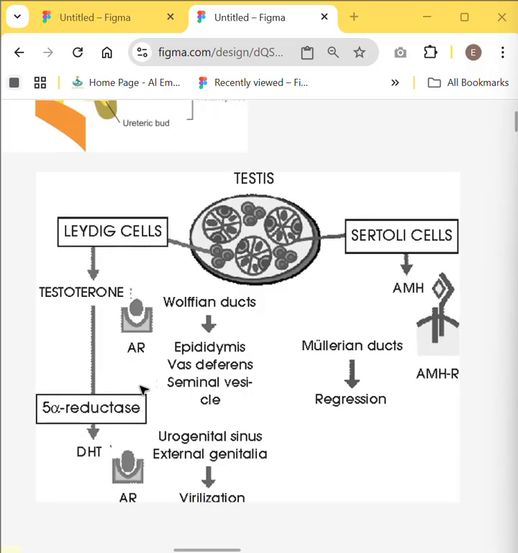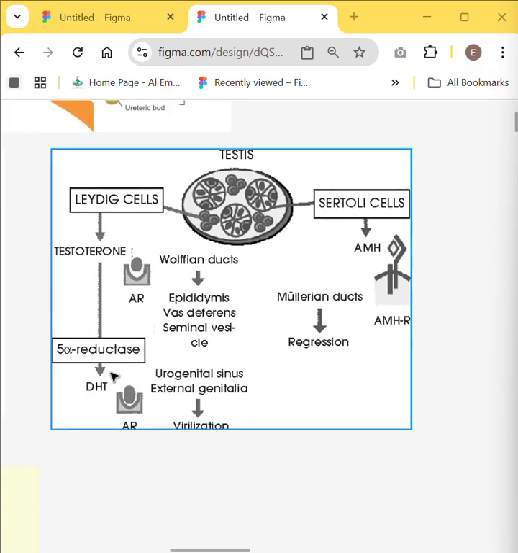Okay? So basically, the 5-alpha reductase gives you the DHT, dihydrotestosterone. This acts to virilize the external genitalia. And then the genital tubercle, which we saw in the beginning, becomes the penis. And the labioscrotal folds fuse to form the scrotum. The urogenital folds fuse along the ventral surface of the penis and enclose the urethra so that it opens at the tip of the penis.